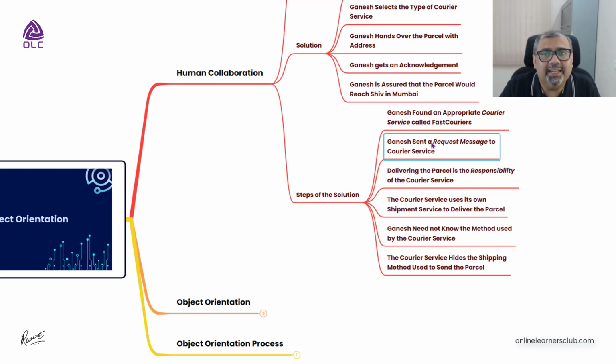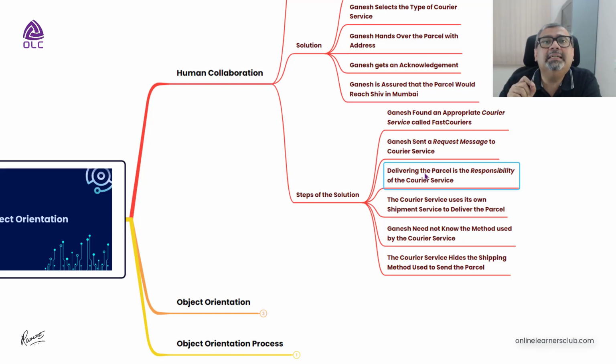So Ganesh sent a request message to the courier service, and then delivering the parcel is the responsibility of the courier service, because the purpose of the courier service is to ensure that the parcel reaches safely to the specified destination, and it is the responsibility. So there you have an option to track the courier as well. So we have seen that. And we use that in our day-to-day lives.